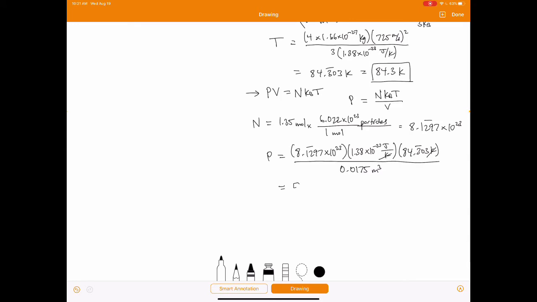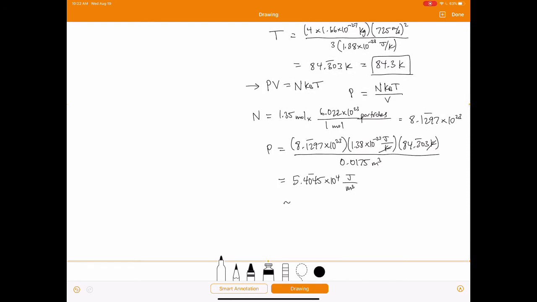You do this calculation, you should be getting 5.4045 × 10^4. And we'll keep 3 sig figs. What are the units we're left with? We have joules divided by cubic meters. In the last lecture, I showed you that joules per cubic meter is the same as pascals. So the result is 5.40 × 10^4 pascals. That's the pressure of the gas.